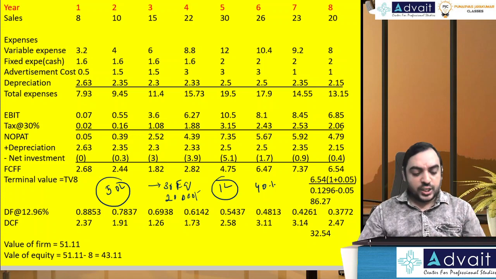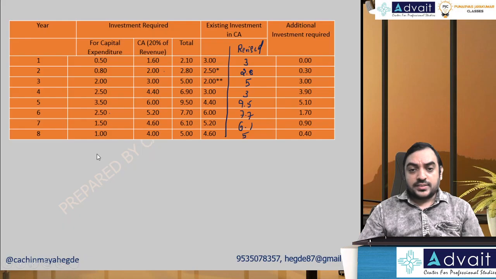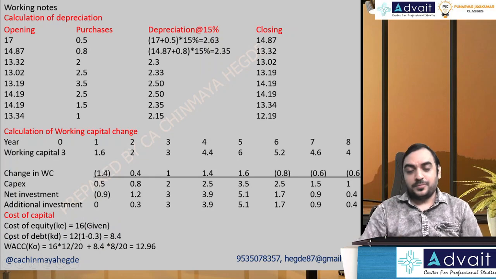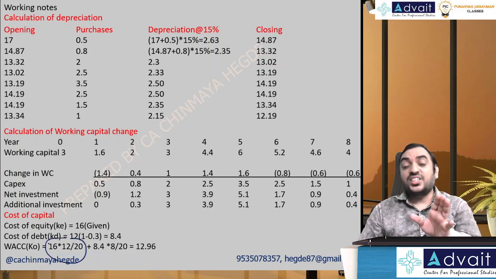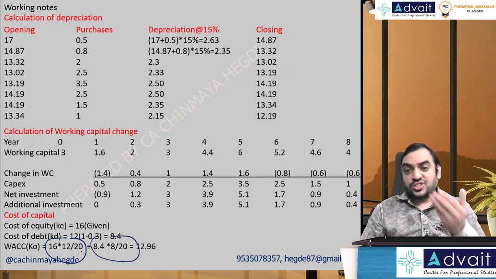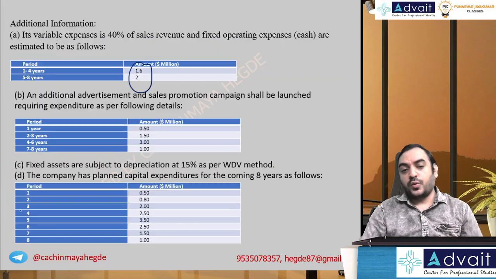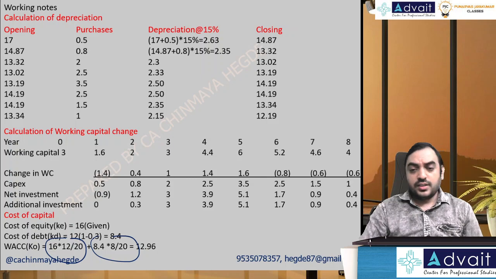Anyway, we have done the FCFF calculation; the equity ratio does not matter there. Okay, cost of capital 12.96. I'll show you the calculations. Cost of equity 16 is given. Cost of debt we need after tax, so 12% into 1 minus T, 1 minus 0.3. Then WACC, that is the weighted average: 16 is the cost of equity, multiplied by its weight, 12 by 20. Then 8.4 is the cost of debt, multiplied by its weight, 8 by 20. Where do you get the 12 and 8? From the balance sheet. We got equity stocks 12, bonds 8. So 12 by 20, 8 by 20. We got the WACC.